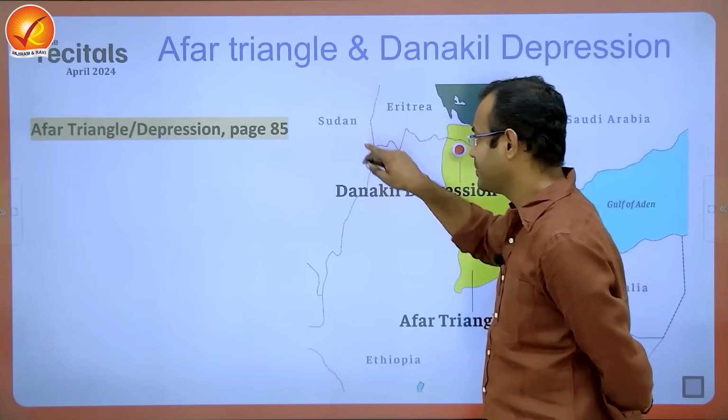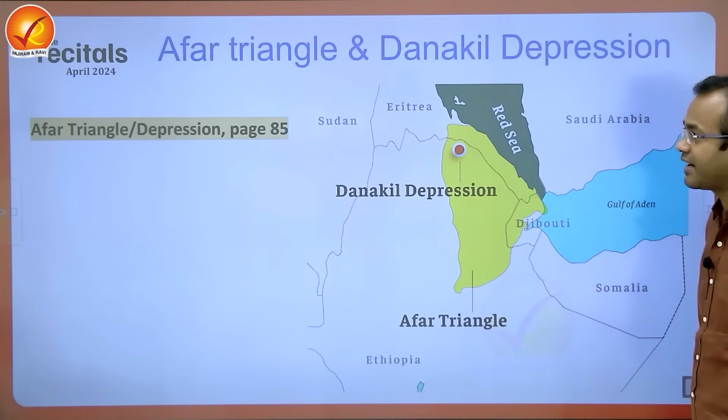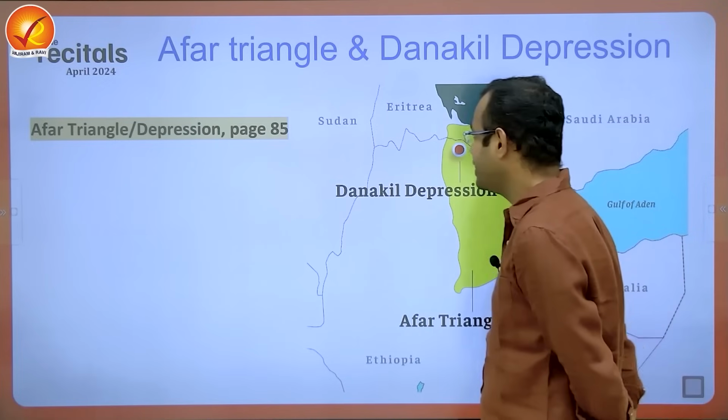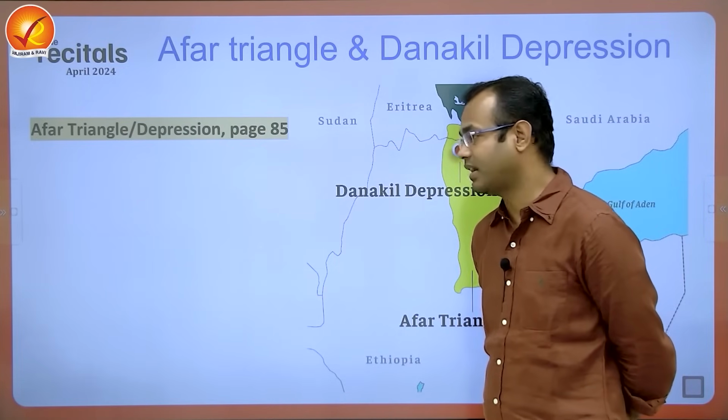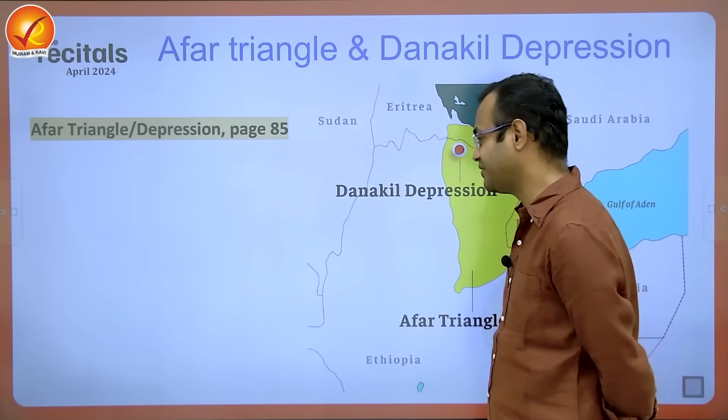Here we will be discussing world mapping. Within the world mapping, the first one we will discuss is the Afar triangle or depression, right? It appeared in Recitals 2024 under the topic of Afar triangle or Afar depression on page 85, right?